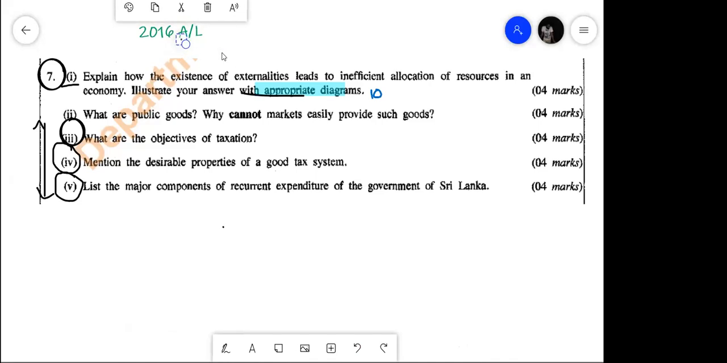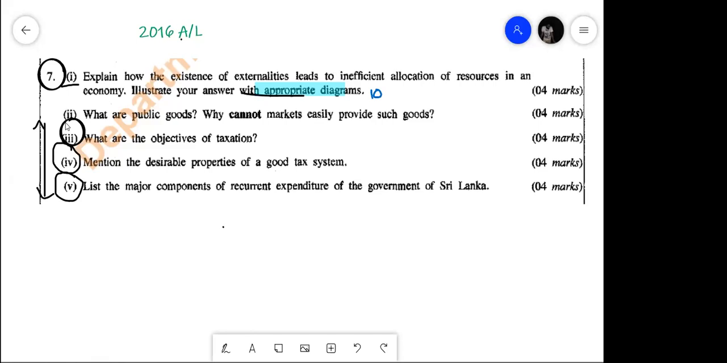Okay, so question number 2. What is a public good and why cannot markets easily provide such goods? Now, come on, guys, this is easy. Public goods, you say non-excludable, non-rival. Explain what is non-excludable, explain what is non-rival, and then why markets can't easily provide these goods.